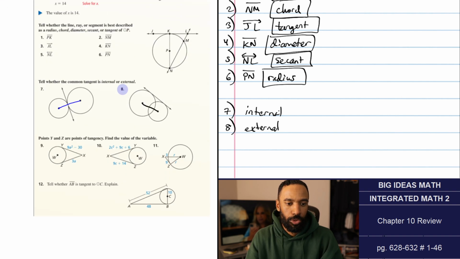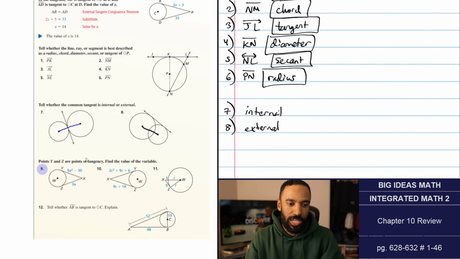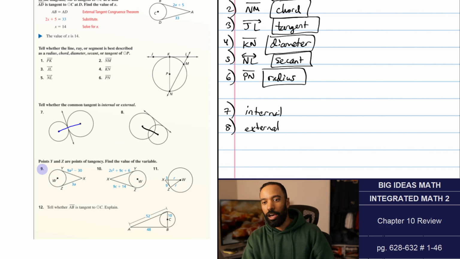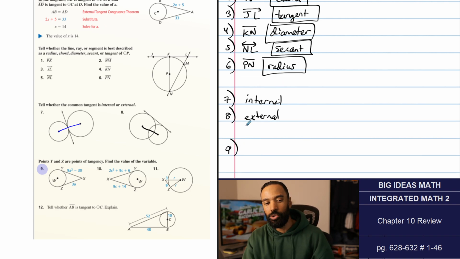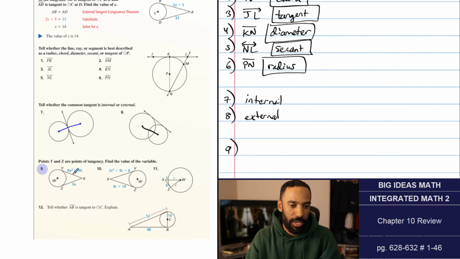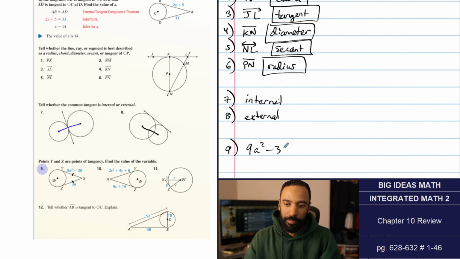Now we get to numbers 9 through 11, where they state that points Y and Z are points of tangency on every one of these problems. No point Y here, but Z is a point of tangency on there. Find the value of the variable. The first two, numbers 9 and 10, will be just like the example we saw. You set these two parts equal to each other because these segments are congruent. This is congruent to that, so I can set 9a squared minus 30 equal to 3a.